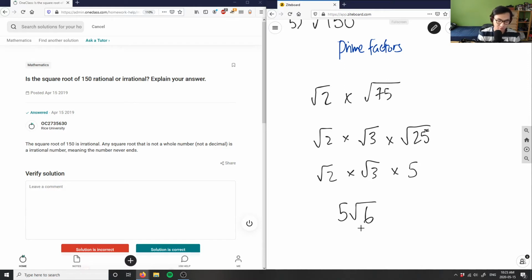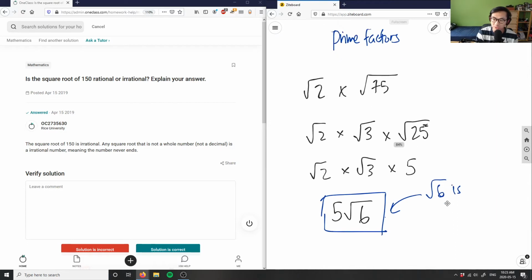And now I have to ask myself, is this irrational or rational? And the answer here is irrational, right? And the reason why this is irrational here is because of this root 6 here. Root 6 is irrational.